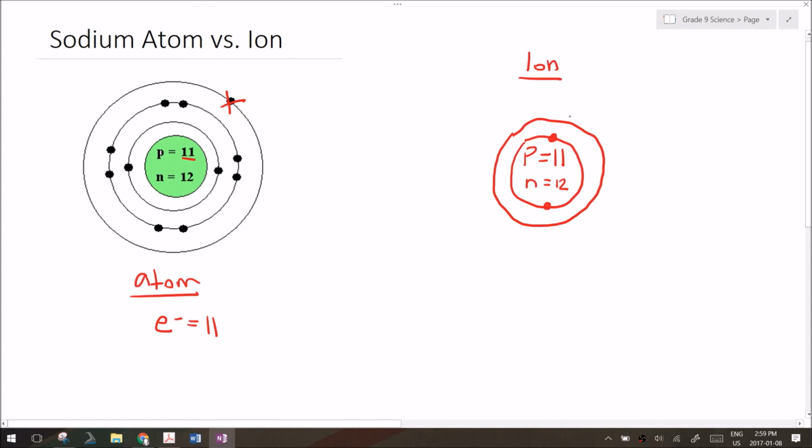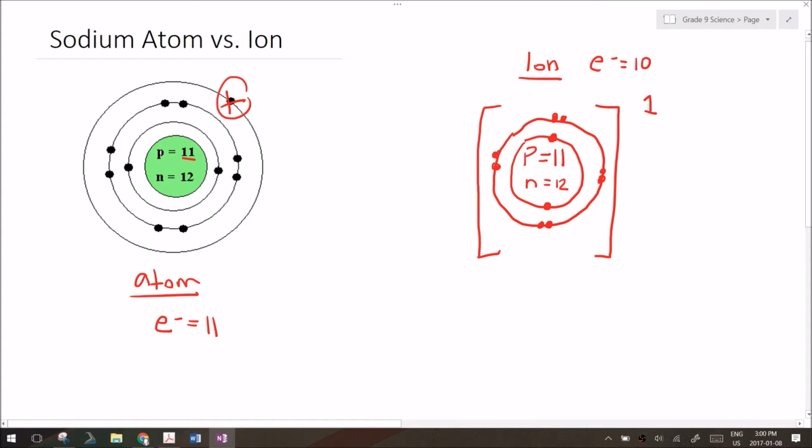Our first shell would have 2, next shell would have 8. So instead of having 11 electrons, we now have 10 because we've gotten rid of this one on the outside here. So now we have an ion, and in our ion we have 10 electrons, leaving us with a full valence shell. So when we draw our Bohr-Rutherford diagram for an ion, we have to put these brackets around it. This tells me that it's an ion, meaning that it has gained or lost electrons. In this case, we lost 1 electron.